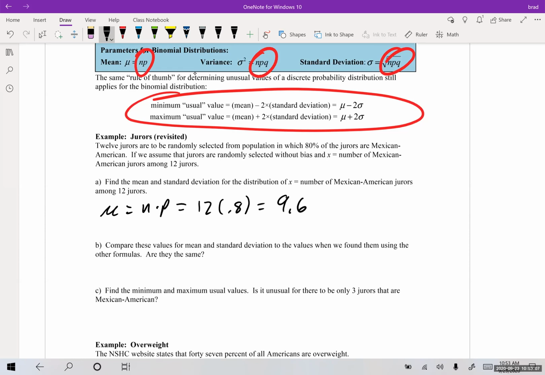And then for the standard deviation, so standard deviation would equal the square root of 12 times 0.8 times 0.2. So I take out my calculator and I do second function square root of 12 times 0.8 times 0.2, and I get approximately 1.386, let's say. Let's just use 3 decimal places on that. So 1.386. And it says compare these values for mean and standard deviation to the values when we found them using the other formulas. Are they the same?